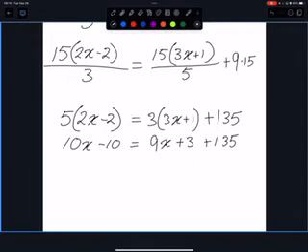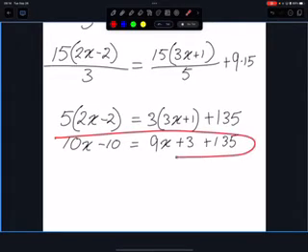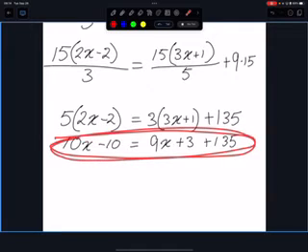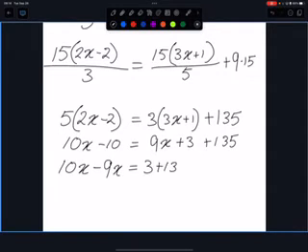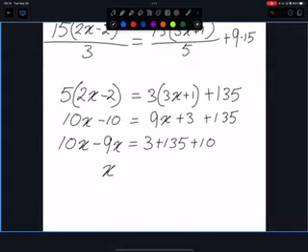And then we are back to our original problem. All variables on one side, all constants on the other side. 10x, this is 148. Bam! That's the answer.